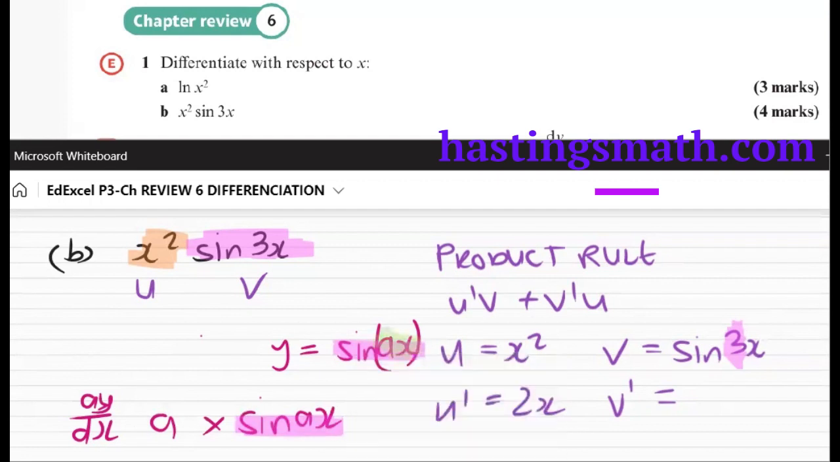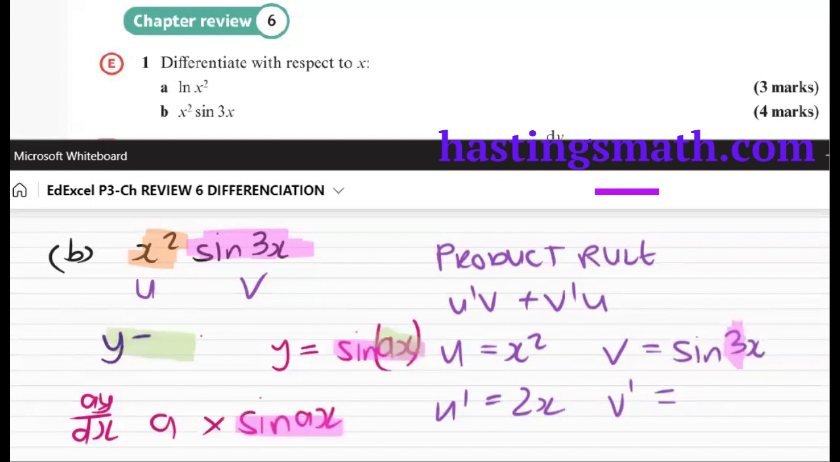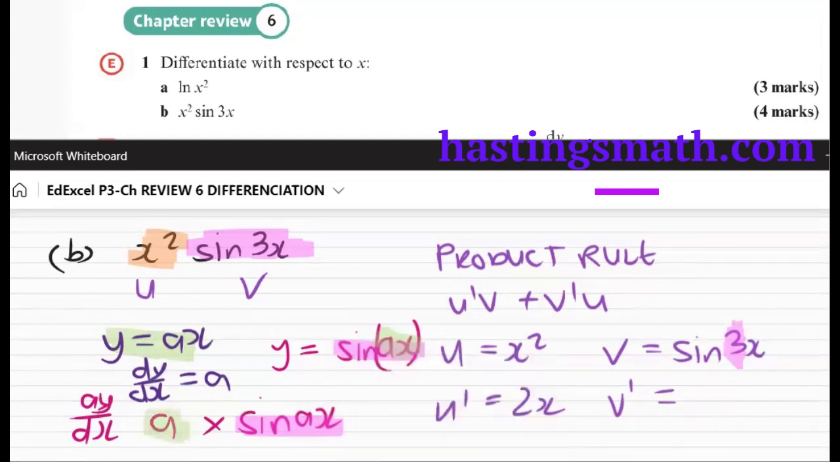So if this function was our y, then dy dx equals a. So that's what this is here. So when we're deriving, we times it by the first derivative of what's inside the function. So if we go back to our v dash, we end up with sine 3x times by the first derivative of 3x, which is 3. So 3 sine 3x.